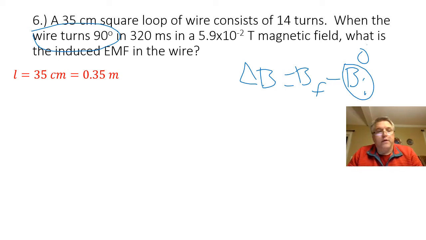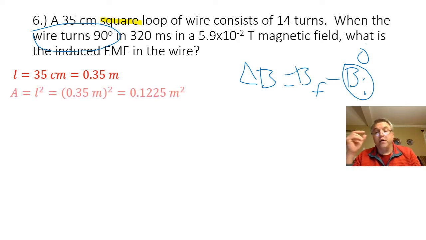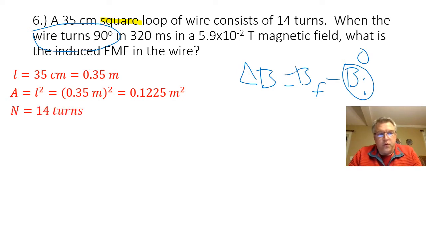So let's take a look and see what we're given in the problem. We are given the length of a side of the square loop, which is 35 centimeters. I know I need to convert that to meters, so that's 0.35 meters. Because it is a square loop, to find the area I just need to square the side. So 0.35 meters squared gives me an area of 0.1225 square meters.